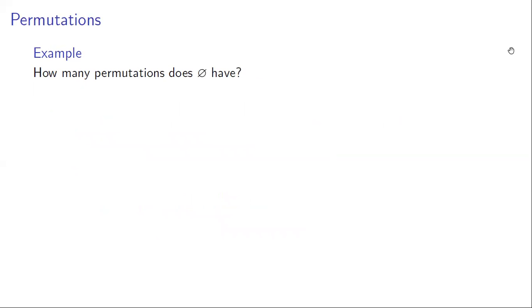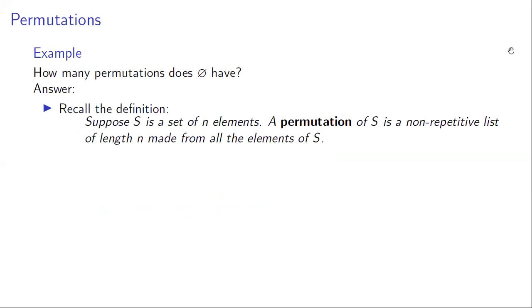How about this? How many permutations does the empty set have? Okay, now we have to make sure we have our definition straight. So recall the definition. Again, a permutation of S is a non-repetitive list of length n. So in this case, n would be 0 because that's the cardinality of the empty set. The empty set has 0 elements. So we need to make a non-repetitive list of length n made from all the elements of S. Well, now this set S has no elements, so we need to make a list, if possible, that's non-repetitive of length 0 made from no elements.